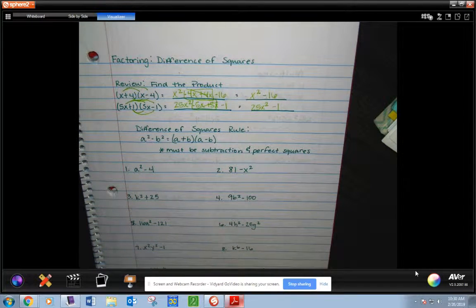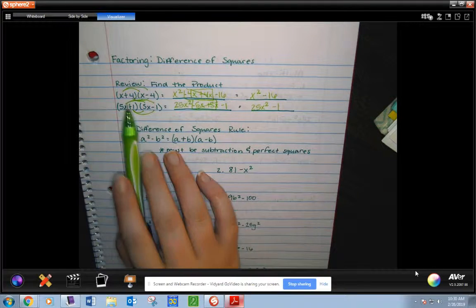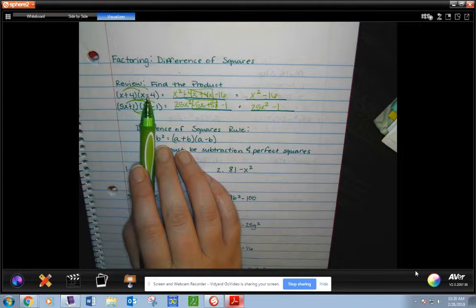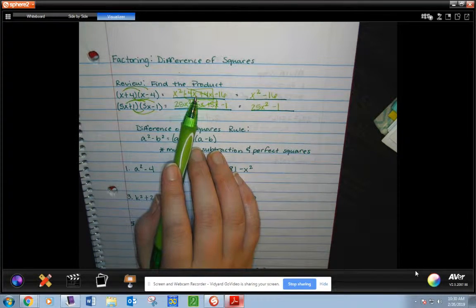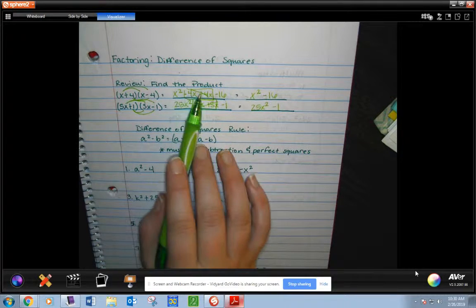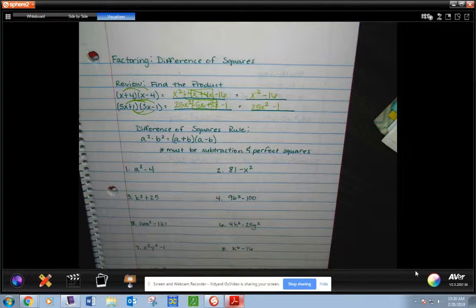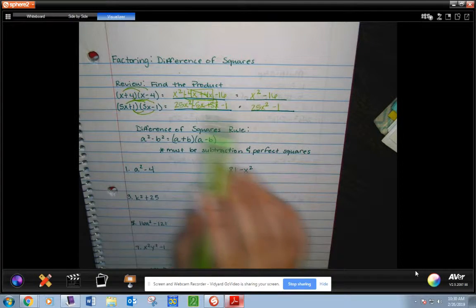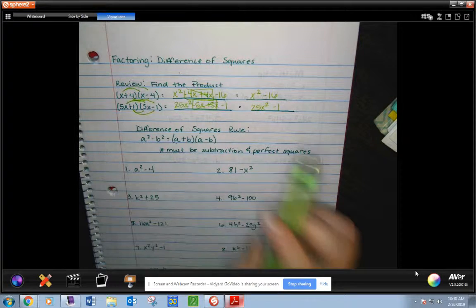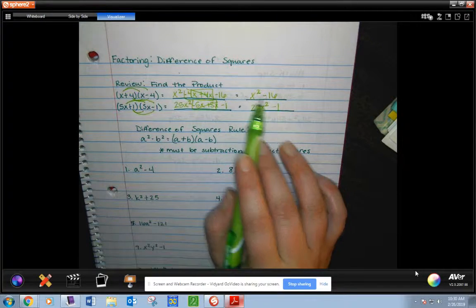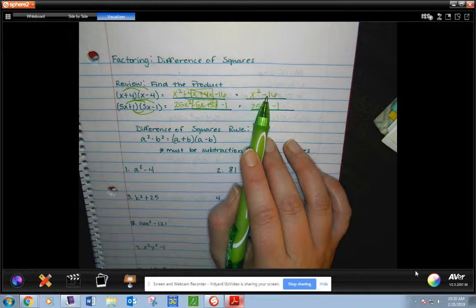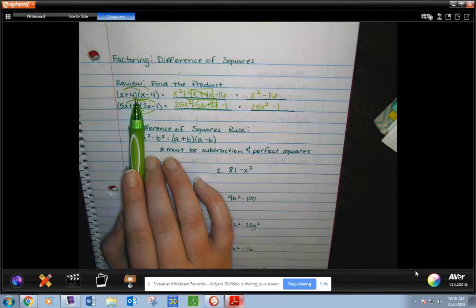Okay, so the reason I reviewed these two types of problems is you notice that these binomials multiply together to get 4 terms, but the two middle ones cancel to leave you still with a binomial. That's what a difference of squares is. Okay, so we are going to work backwards today. We're going to be given a problem that looks like this, where they're perfect squares and subtraction, and we're going to come up with our factors.